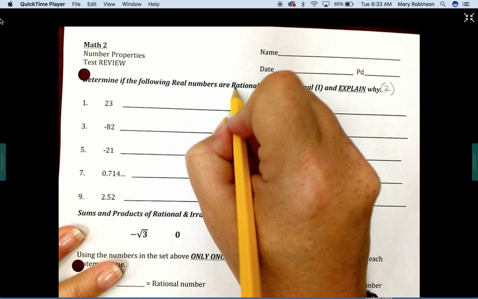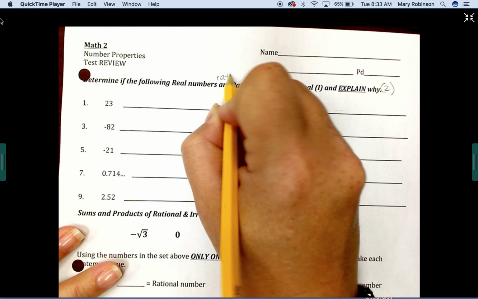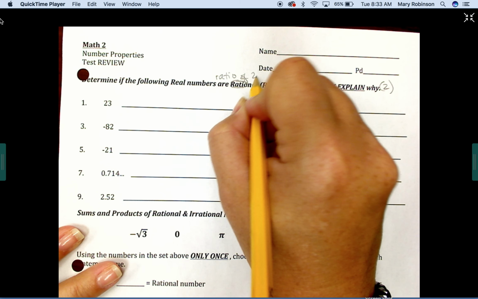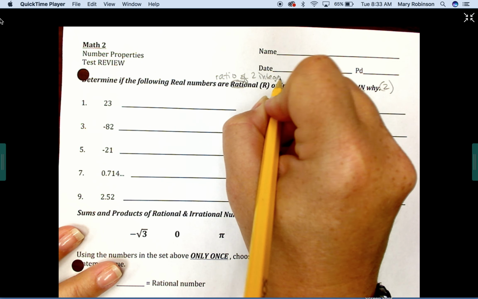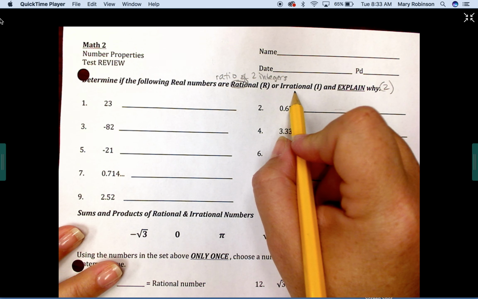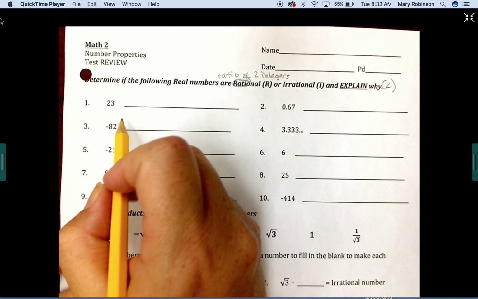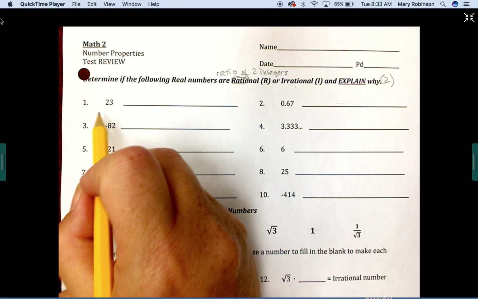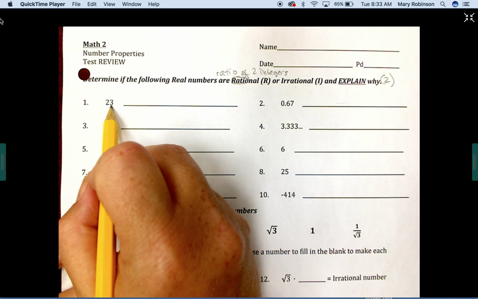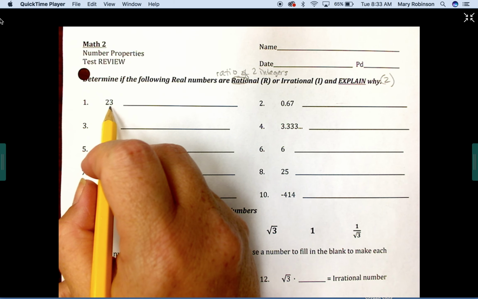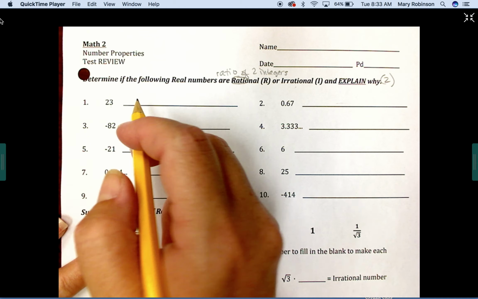Please remember that numbers are rational if they can be written as the ratio of 2 integers. And irrational numbers cannot be written as the ratio of 2 integers. So if we take a look at number 1, it is 23. 23 is known as a natural number, a whole number, an integer, and therefore is rational.